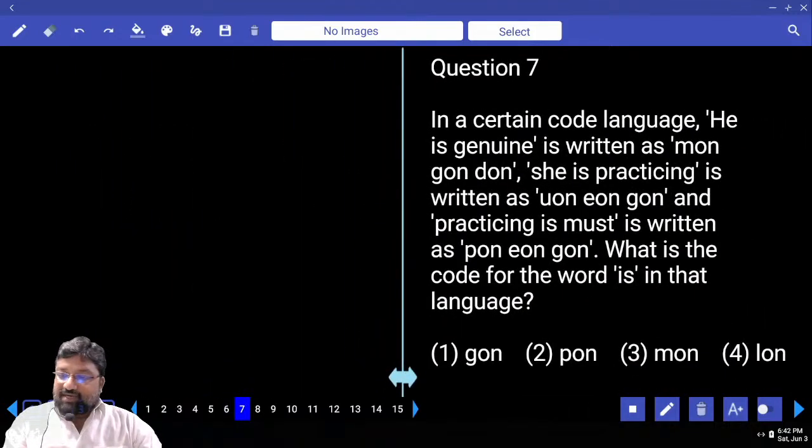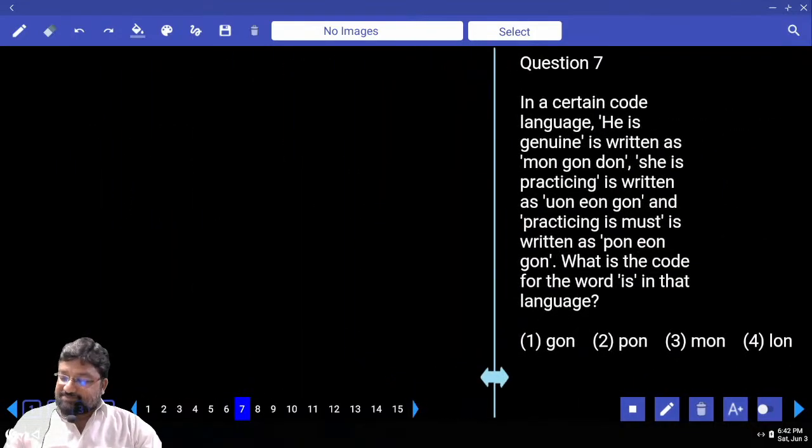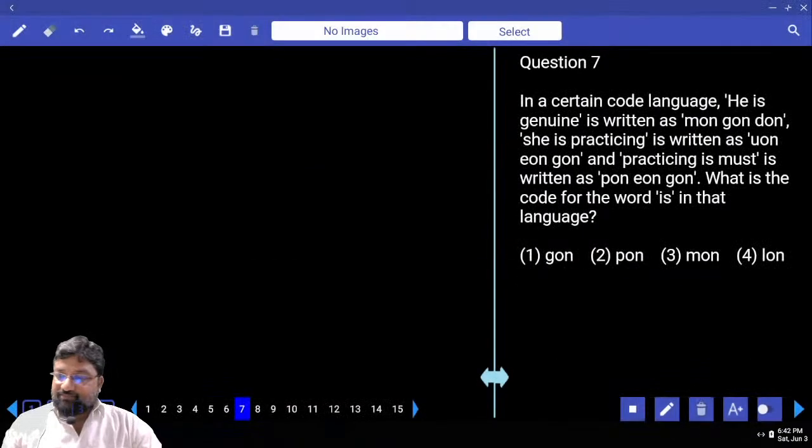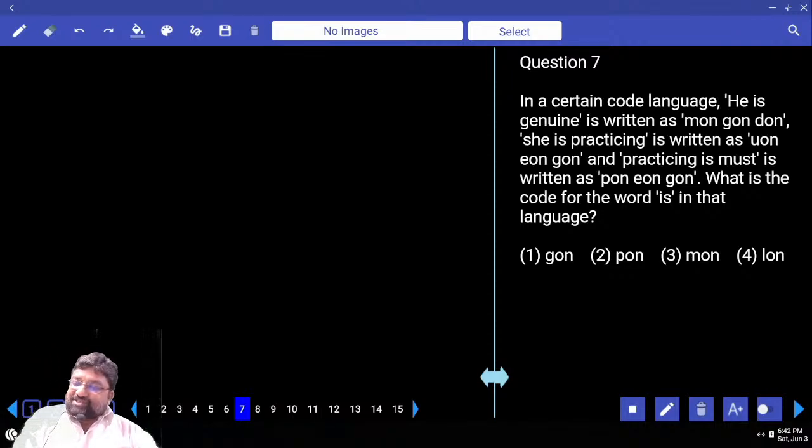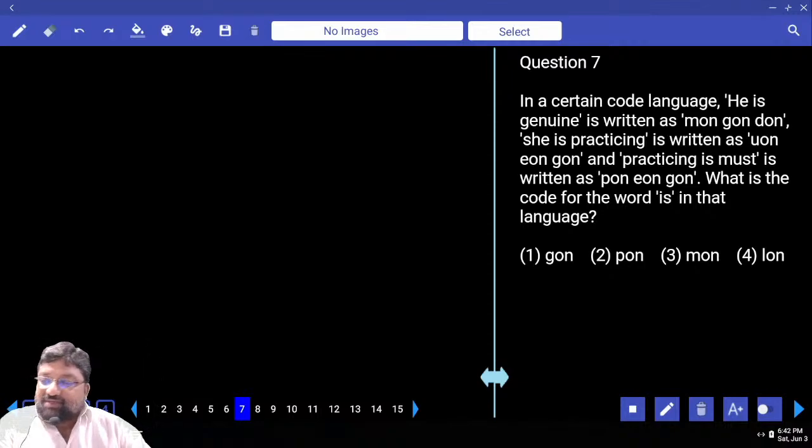Now in a certain code language, he is genius is written as Mon gone don. She is practicing is written as UON, EON, GON. Practicing is must is written as PON, EON and GON. What is the code for the word is? Where do you see is? Do you see is in two places or only in one place? You can see is in all the three places.